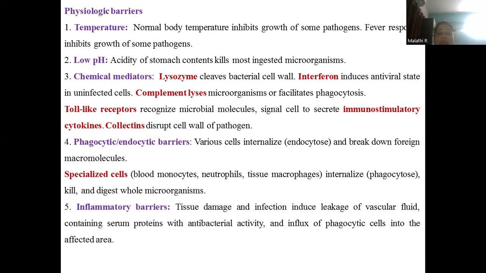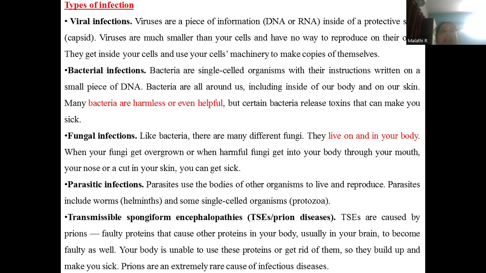Specialized cells, which include blood monocytes, neutrophils, and tissue macrophages, internalize, kill, and digest the whole microorganism through the phagocytosis mechanism. We also have inflammatory barriers. Tissue damage or infection induces leakage of vascular fluids, which contain serum proteins with antibacterial activity, and an influx of phagocytic cells into the affected area. These cells perform phagocytosis and clear off the pathogen.